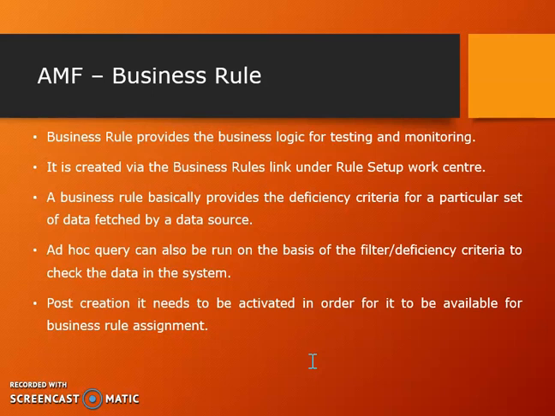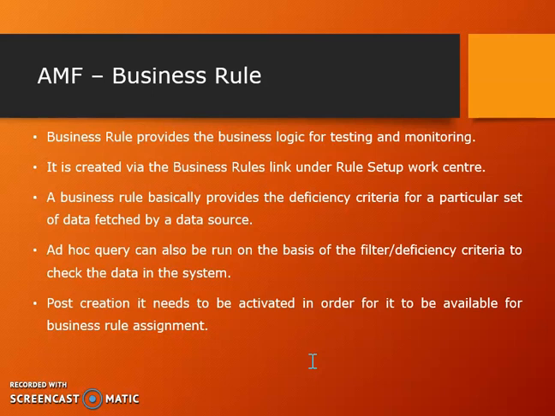If we are testing a client control, then we need to say it will check that the client type is production, and that cross-client configuration should not be allowed. So this type of thing we will put. This rule is called a business rule. It is created by the business rule link under the rules at the work center.